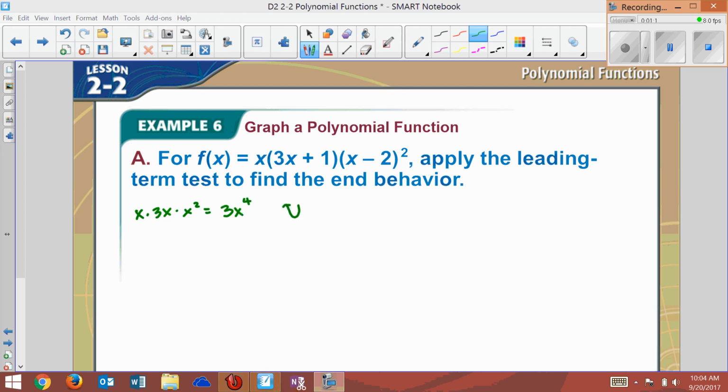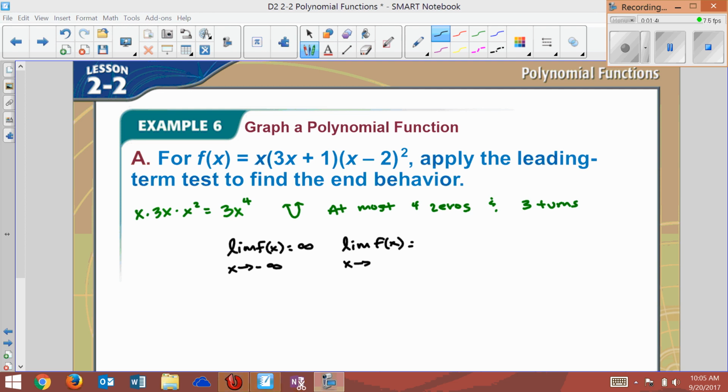That means my graph's going to look like a parabola. I'll have it facing upward with, at most, 4 zeros and 3 turns. Oops, that's not how you spell turns. There it is. 3 turns. We could also write our limits from this. So I'm just tying together the whole lesson. We could say, what happens to y as x goes to the left? Well, the graph goes up. And what happens to y as x approaches the right is it also goes up. We could write all that out.